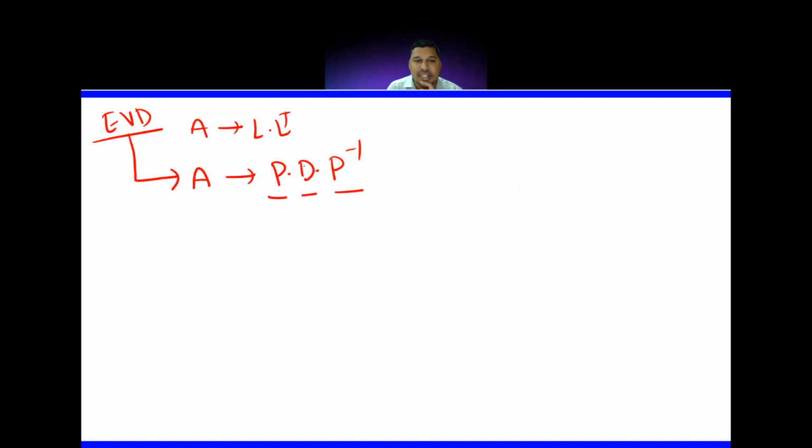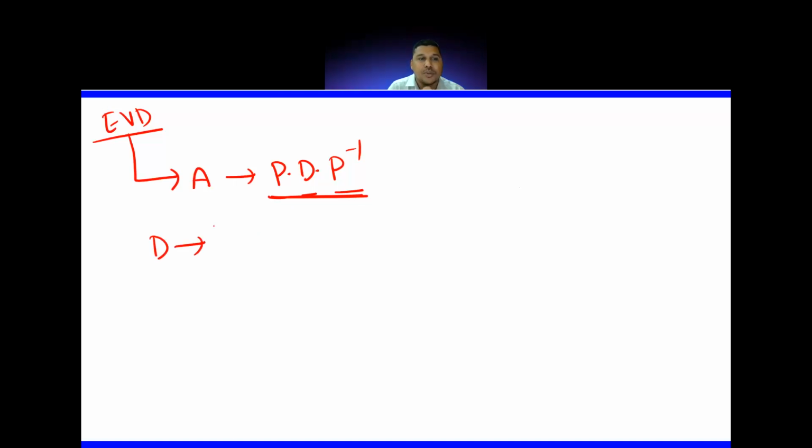Okay, so what is this D? D is a diagonal matrix. What is the procedure of eigenvalue decomposition? Let us avoid confusion. Let us erase this. So how do you find out this P, D, P inverse?